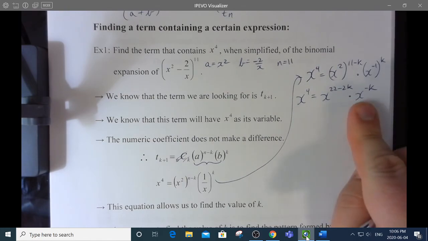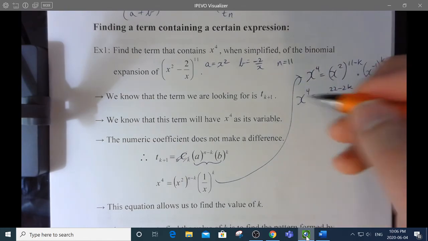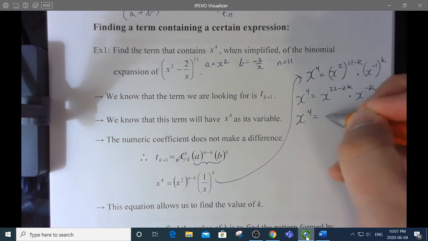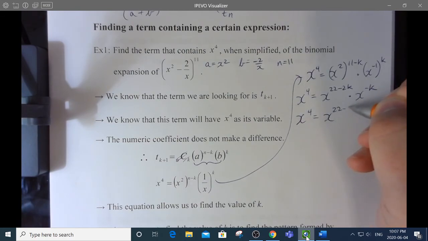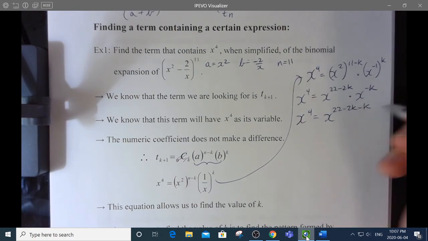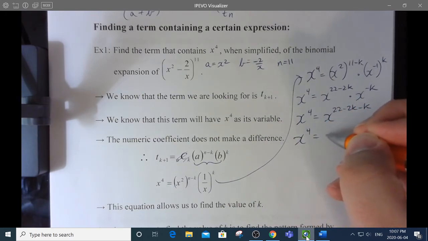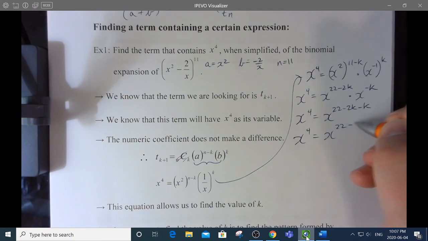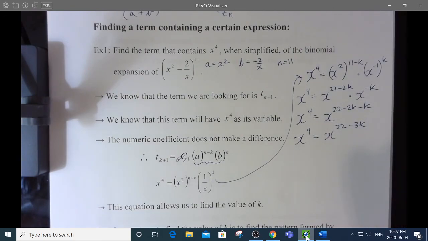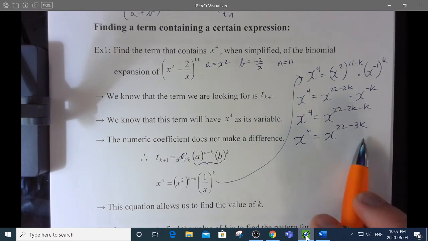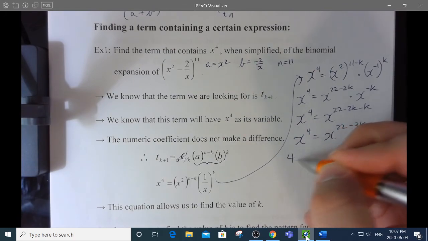And then when you're multiplying powers that have the same base, you can, of course, add the exponents and make that one power. Right? And when you add negative k, that's just like minusing k. So x to the 4 is actually equal to x to the 22 minus 3k. Remember this from the exponent unit? If I have this equation here, I can just do what any good DJ does and drop the base and just write an exponent equation.